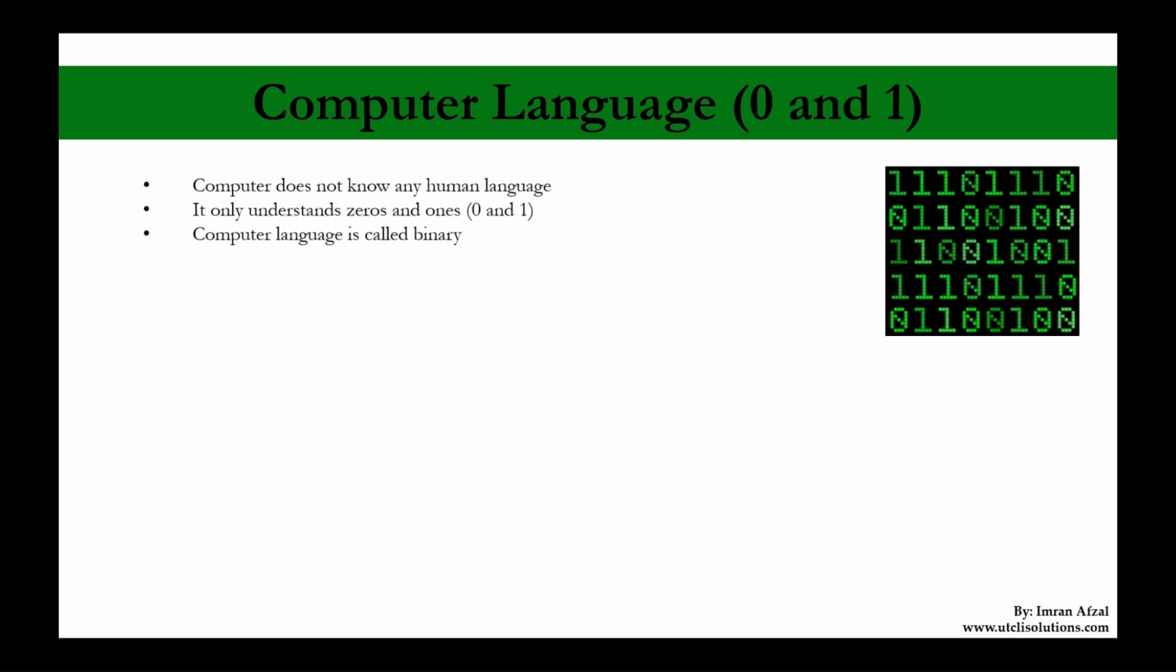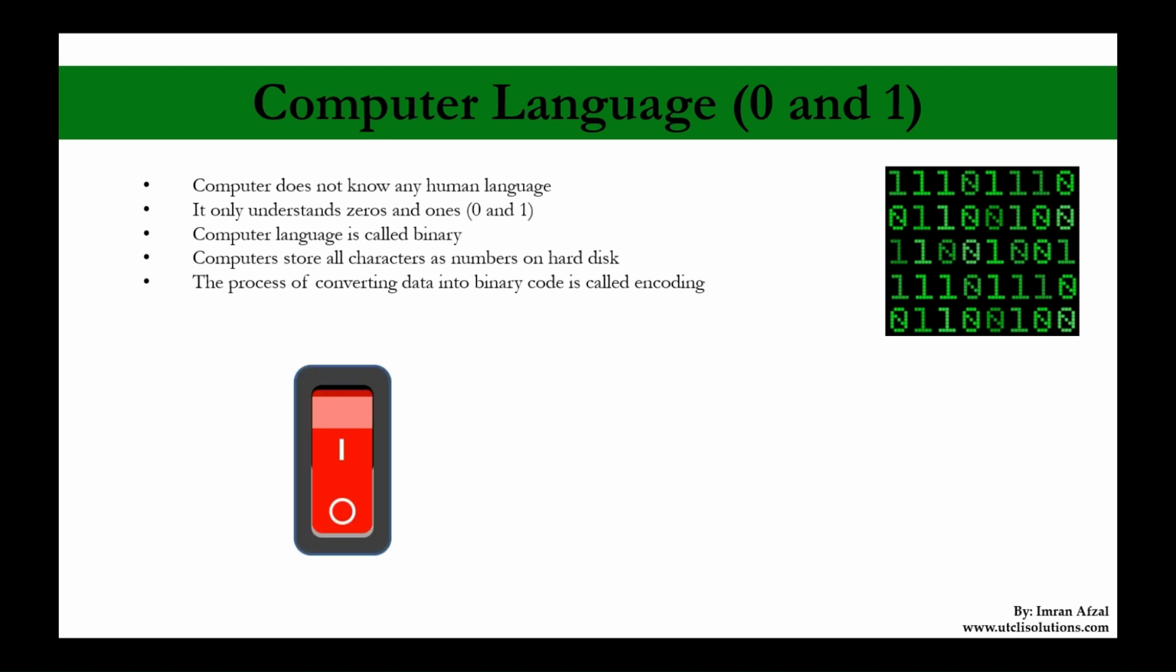The computer language, that 0 and 1 language, is called binary. A computer stores all characters as numbers on the hard disk, because a computer doesn't know what hello or how are you is. It converts that into these numbers, zeros and ones, and that's how it stores it on the hard disk. The process of converting that data into binary code is called encoding. Now, to better understand, let's visualize it.